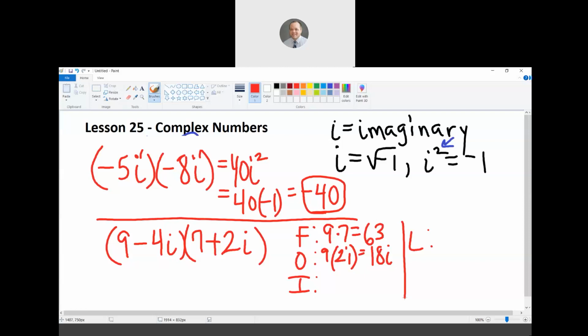Next, I is inner terms. That would be -4i times 7, or -28i. And L represents our last terms. Here, -4i to the first power times 2i to the first power. That will give us -8i squared.